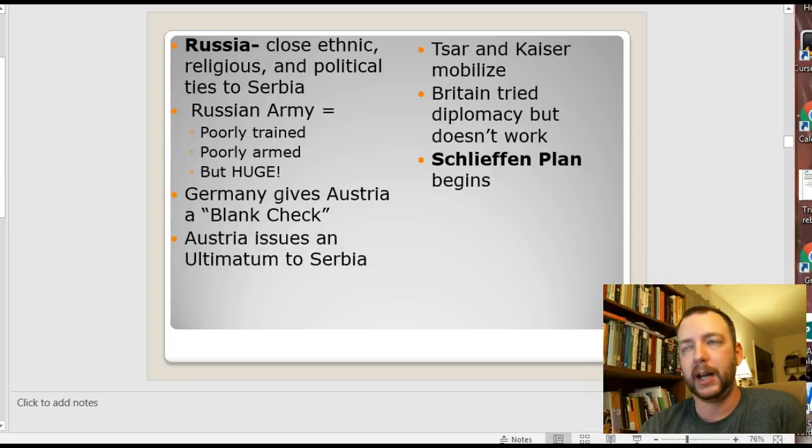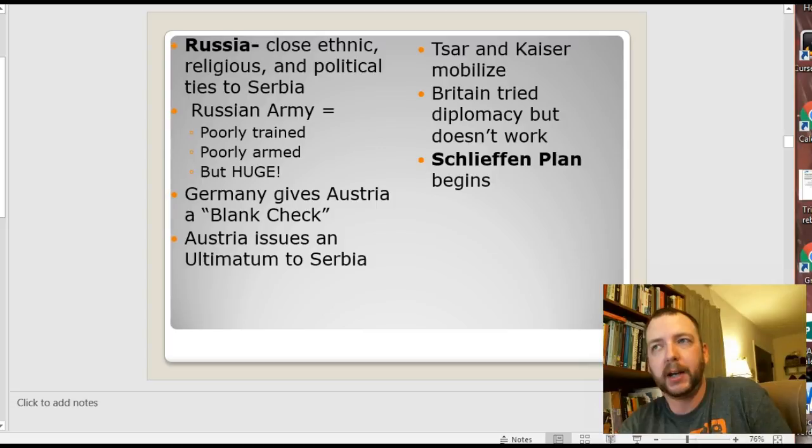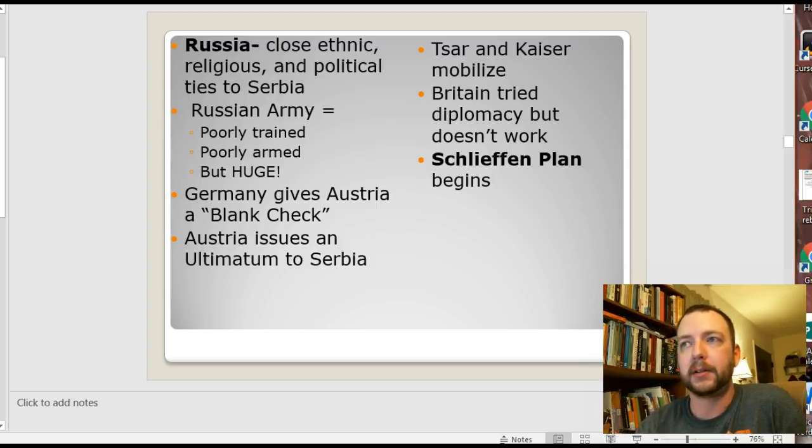Austria, who is allied with Germany, asked Germany whether or not this was okay, and they got sort of a vague response back, which has become known as this blank check. And blank check, sort of what it sounds like. Germany said, "Go ahead, do whatever," and Austria took that to mean, "Sure, it's okay to invade."